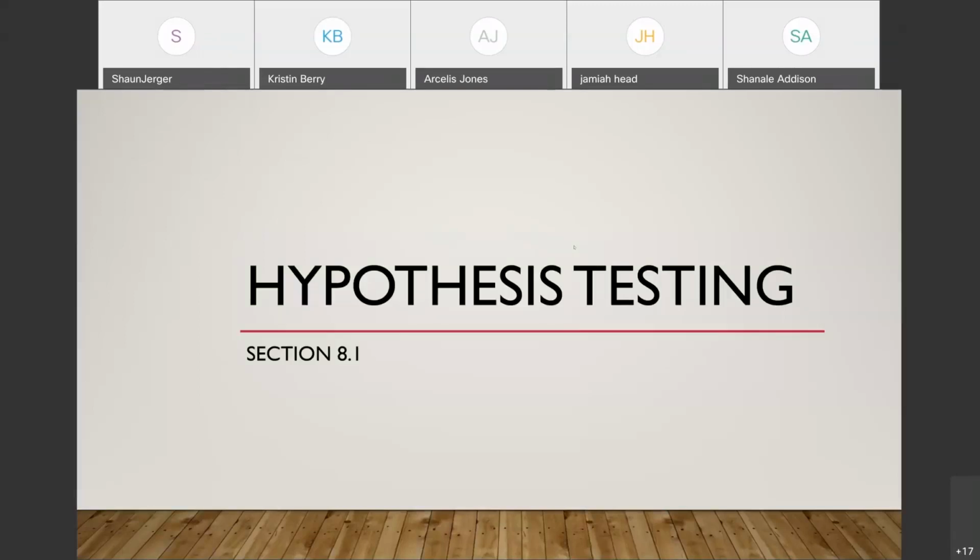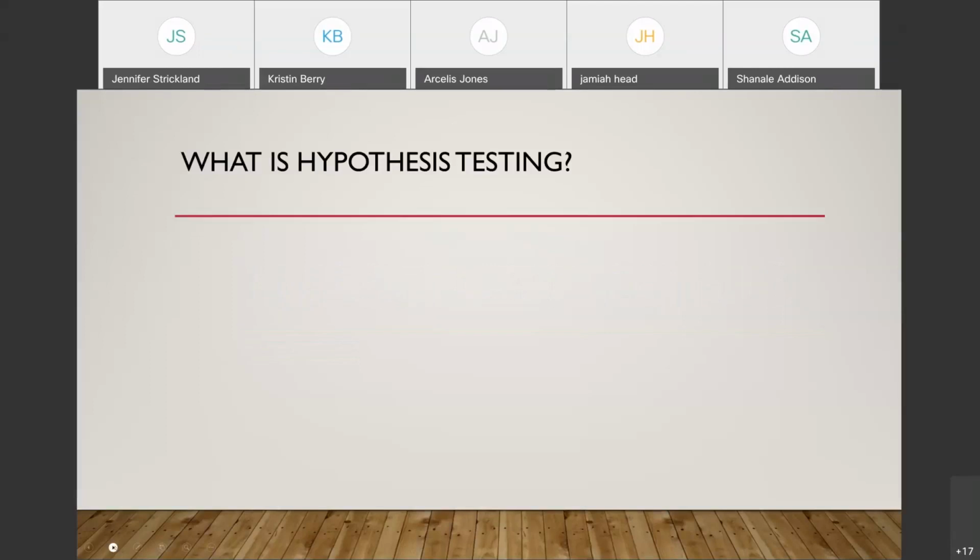Okay, so we're going to start with just a quick definition for what hypothesis testing is. So what is hypothesis testing? It is a 5-step process. We're not going to do all the steps today. We'll probably only get through the first 2 steps of the 5, and then we'll do the other 3 on Wednesday. But there are 5 steps in the process.